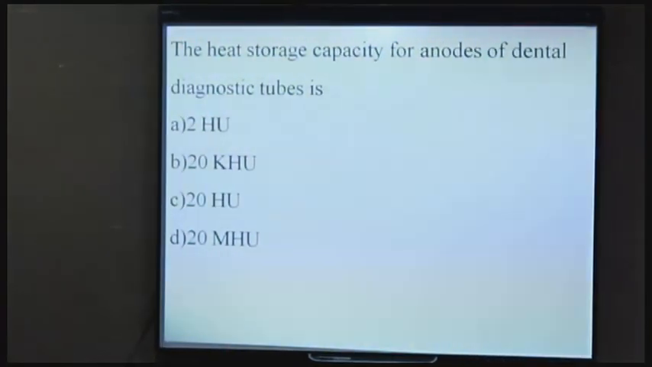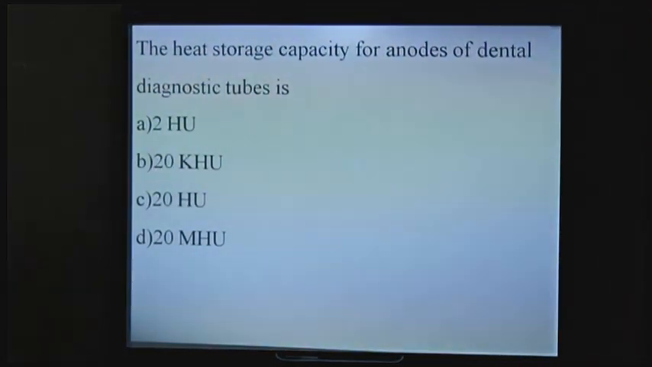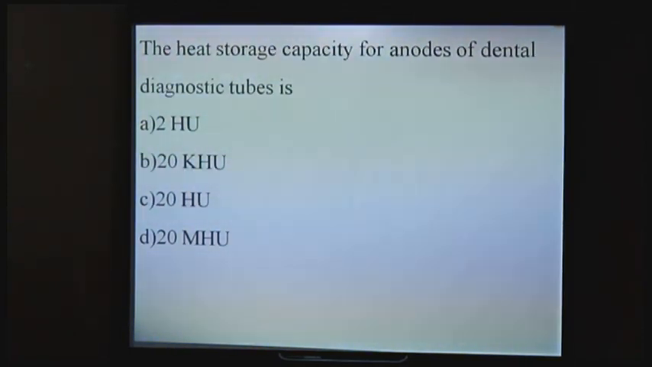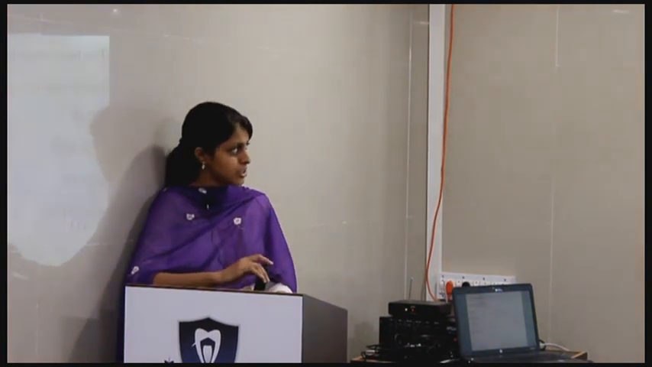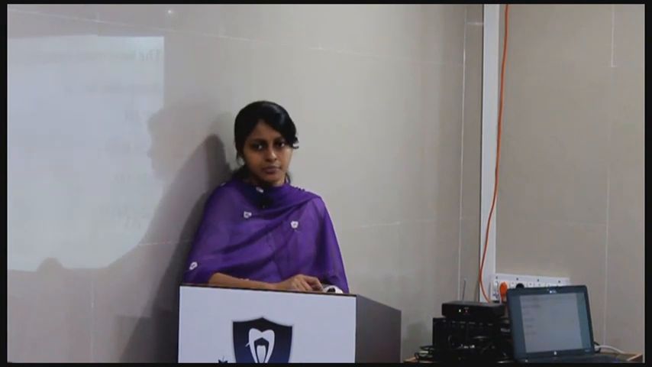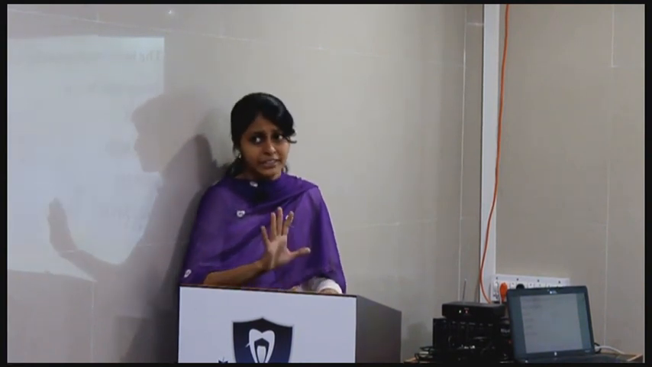Heat storage capacity, the one which I told you just now, for anodes of dental diagnostic tubes is, this you have for OPG separate, for IOPA machine it is separate. HU stands for heat units, not Hounsfield units, it is heat units. So the heat storage capacity for anodes of dental diagnostic tubes is, any idea? No? 20 kilo heat units. All this is there in your White and Farrow.